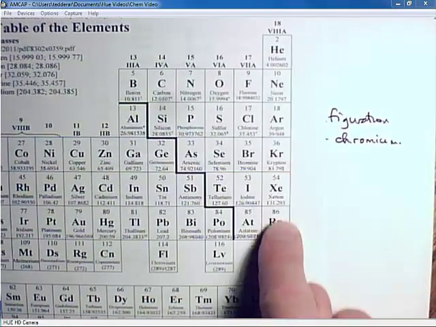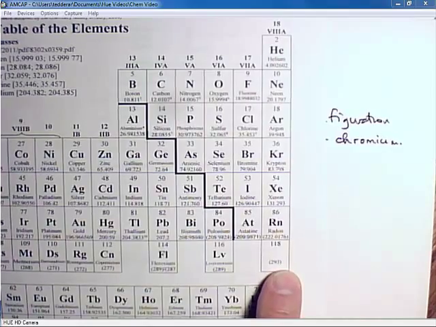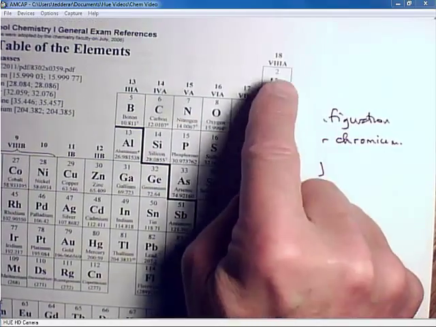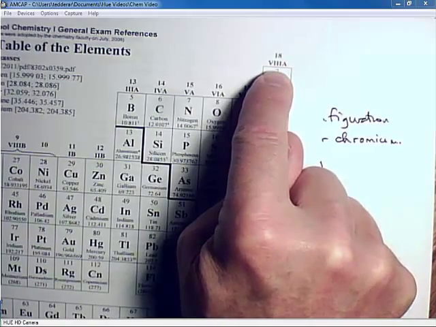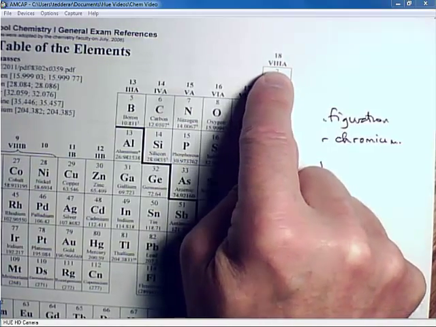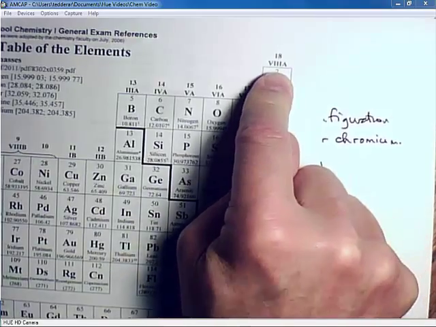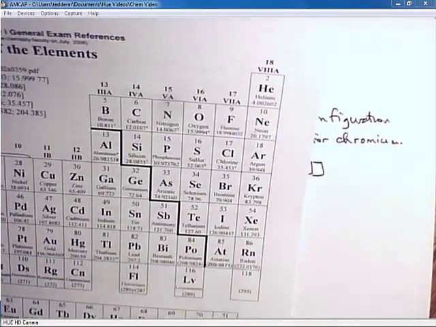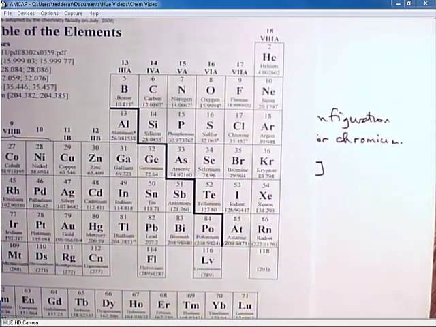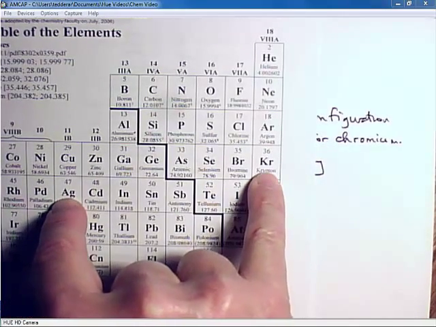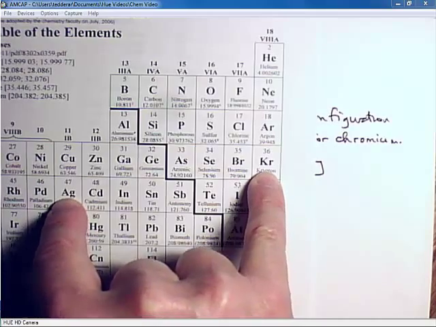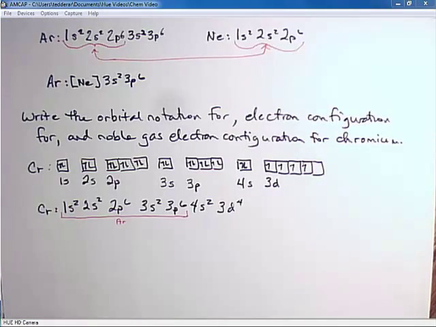All the elements in the last column on the right of the periodic table are called the noble gases. That's column 18 or 8A. I prefer 8A, okay, because it tells me something about the structure of the atom more than saying 18. So if it was silver, we'd use krypton? Silver is here, so the next lowest noble gas is krypton. That's exactly right.